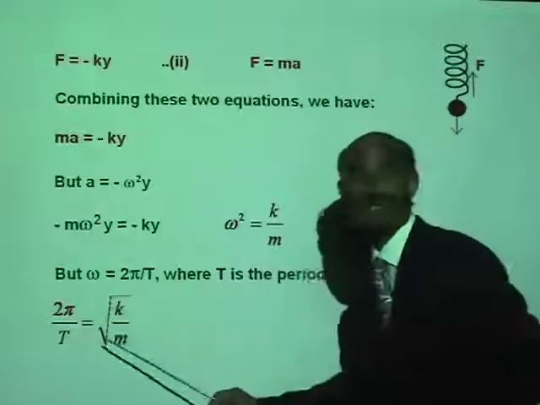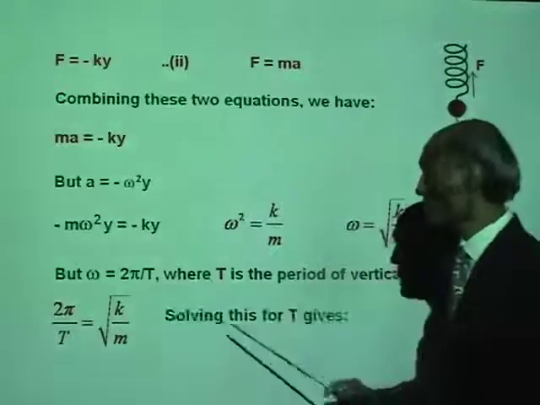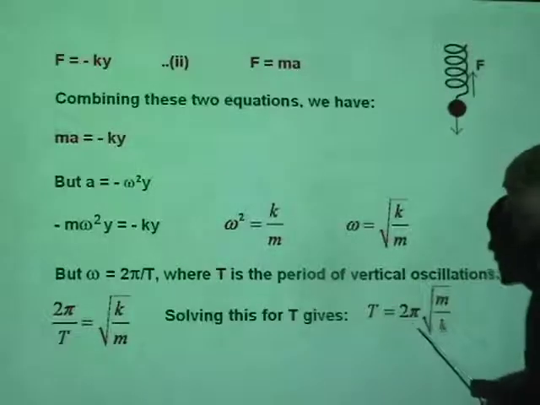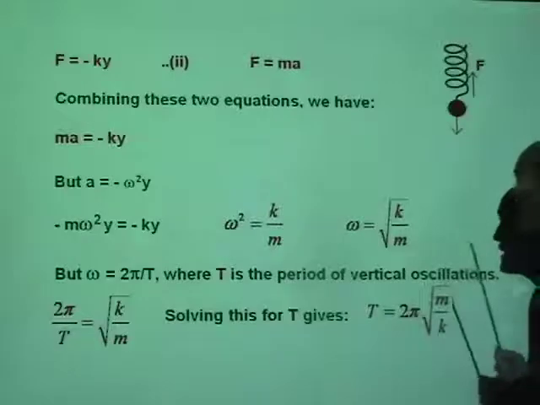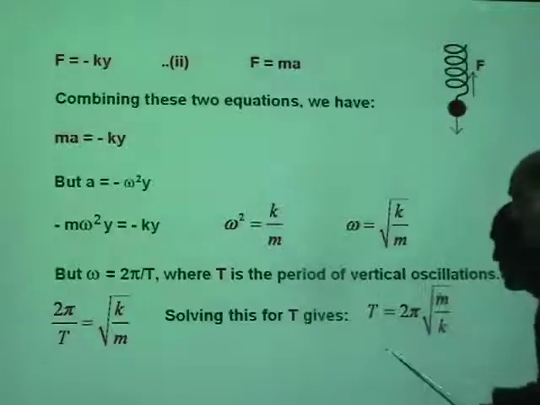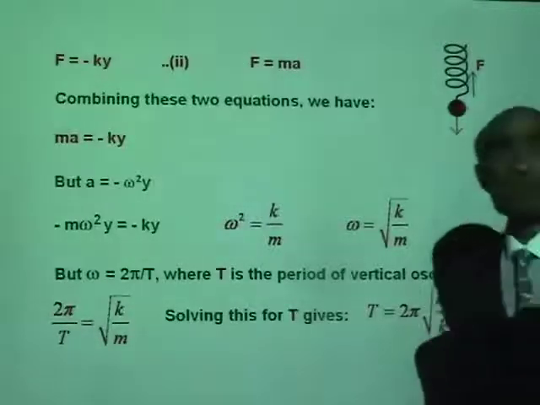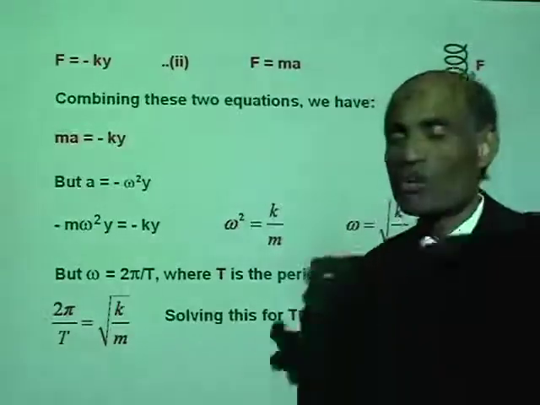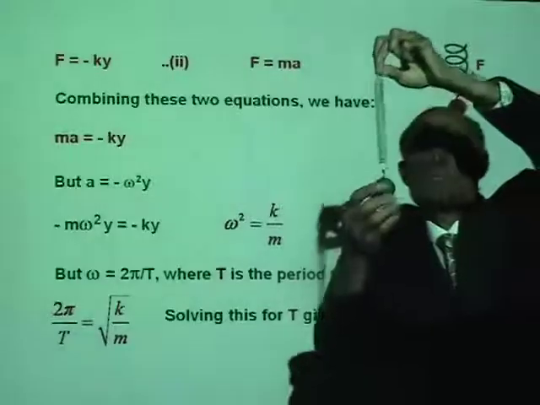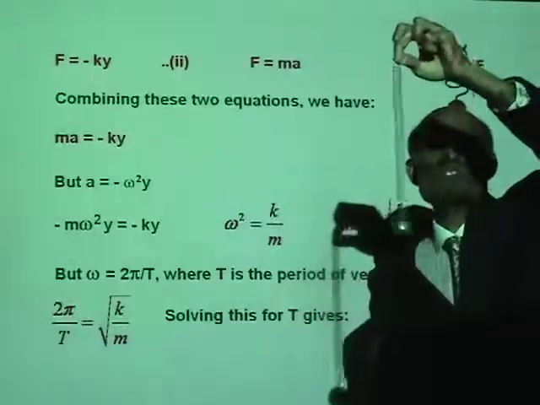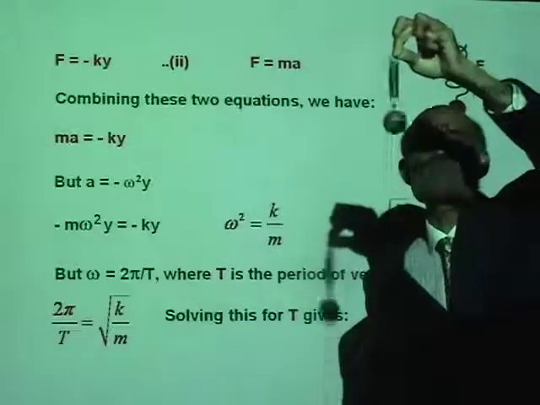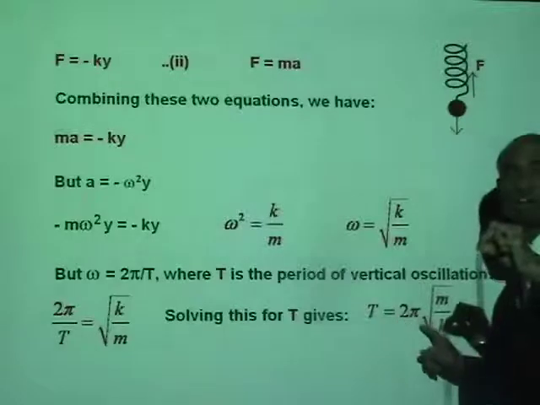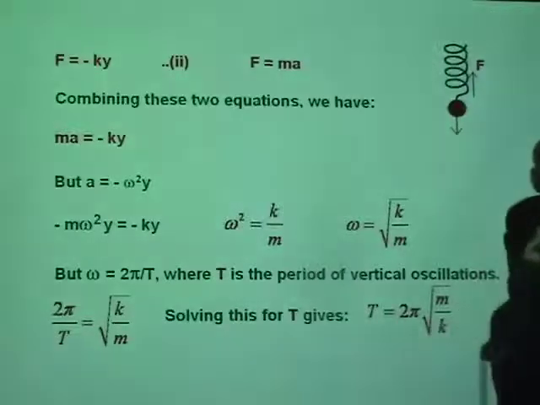Well, I'm not going to simply give it to you. I want you to solve it on your own. Solving for T gives me T equal to 2 pi times square root of m over k. Now, this is the equation for the period of oscillation of a loaded spring. That means the period of oscillation of a loaded spring like this is given by this equation, T equal to 2 pi square root of m over k.